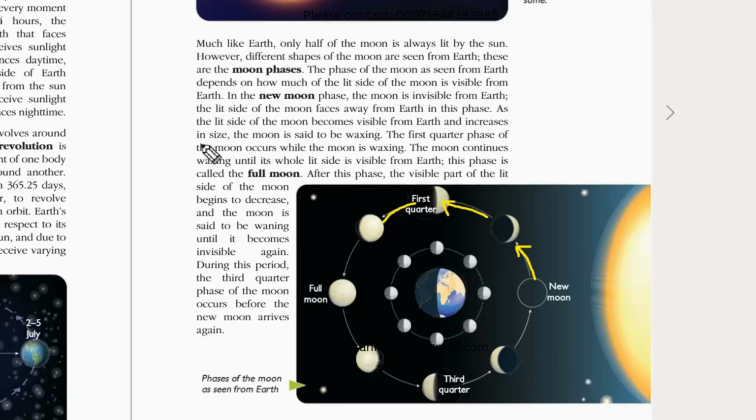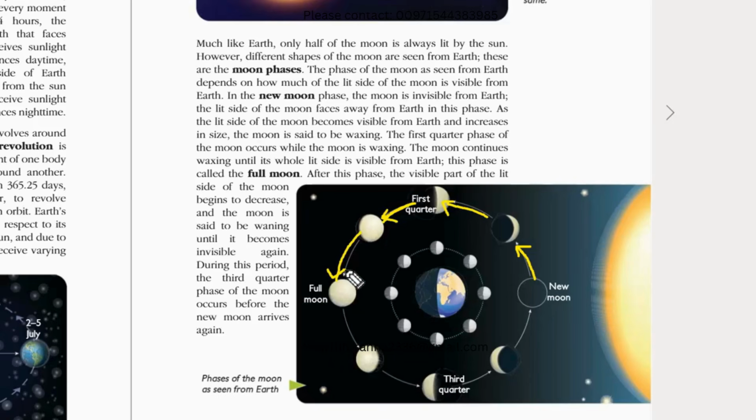The first quarter phase of the moon occurs while the moon is waxing. What does waxing mean? It means it becomes bigger, because the more light is shown on the moon, the bigger we see it. The moon continues waxing until its whole lit side is visible from the Earth. So it's waxing, and remember, it's becoming even more visible. Here, it became the full moon. Now you can see the whole moon, right?